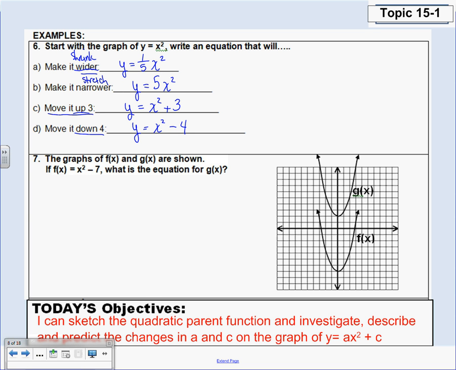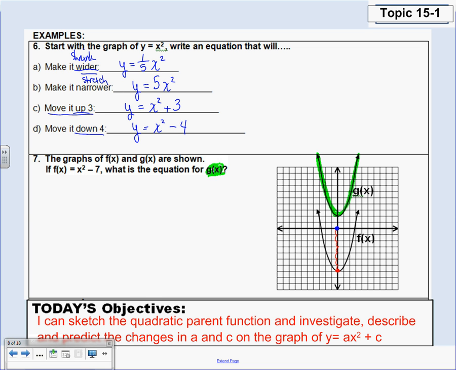Number 7 says the graph of f of x and g of x are shown. F of x is x squared minus 7, and it wants to know what is the graph of g of x. So my question has to do with g of x. I'm going to highlight it to make sure I understand which graph I'm trying to find the equation of. So they give you the one for f of x. F of x is -7, and we see that the vertex has been shifted down 1, 2, 3, 4, 5, 6, 7. G of x looks exactly the same, except it has been shifted up.